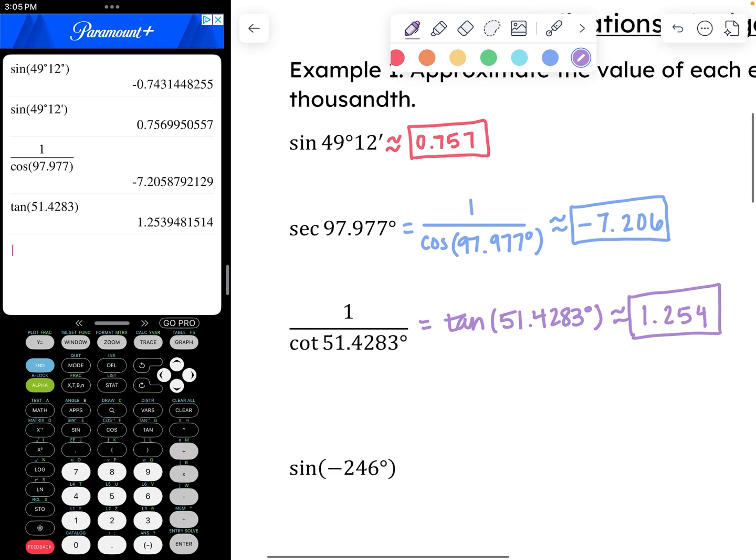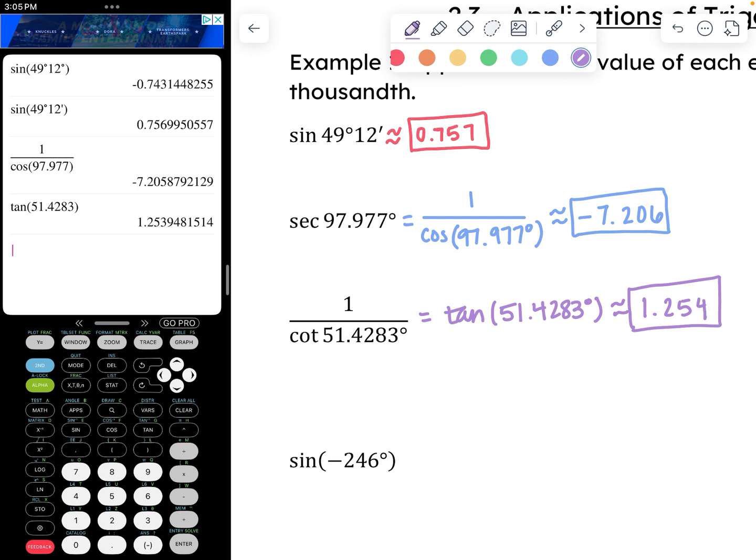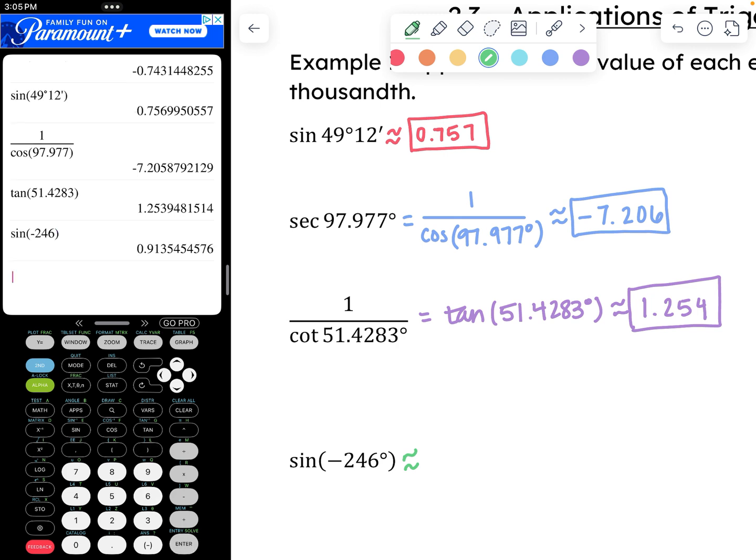Then remember we can have negative angles and you can just type it in as that negative angle. So if I've got the sine of negative 246 degrees, I can just type it in like that. The sine of negative 246 degrees. When I type that in, I get approximately 0.914. So that's typing it into your calculator.